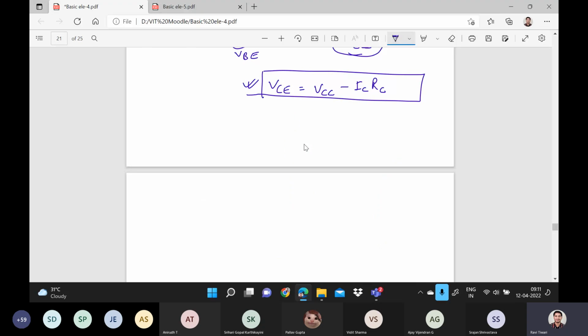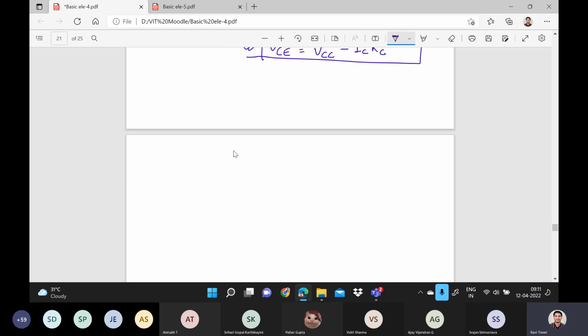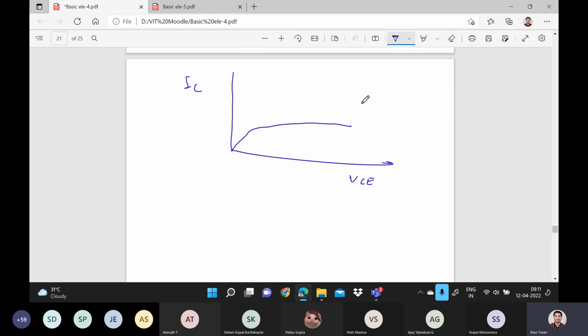As you have seen, the output characteristic is like this. This was IC and this was VCE. Now we have to draw the DC load line. What is that DC load line? You have to connect it with the IC max. What is that IC max?